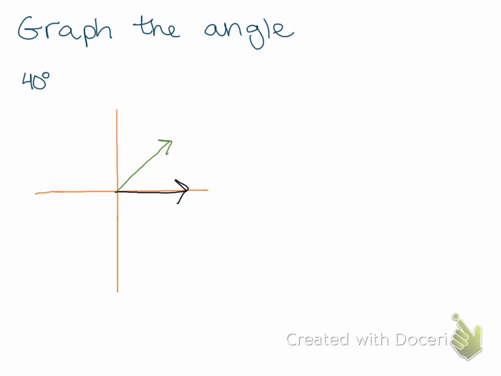So I'm going to draw my terminal side about halfway between 0 and 90 degrees. And now to make it complete, I'm going to draw my arc with an arrow to say I started here on the initial side, I travel 40 degrees, and I stop right here. Alright, let's do another one.